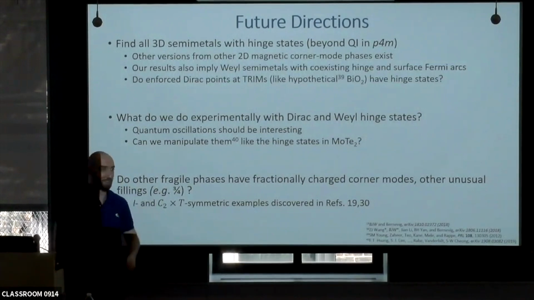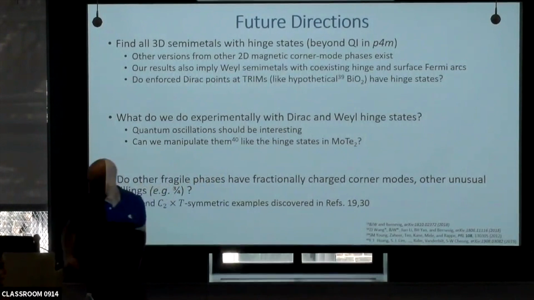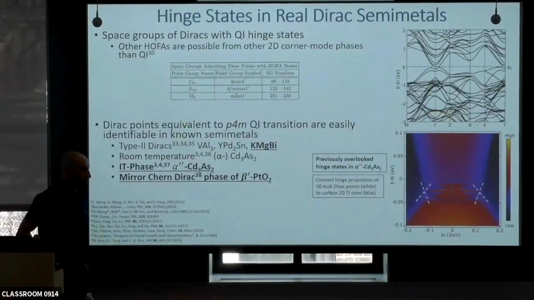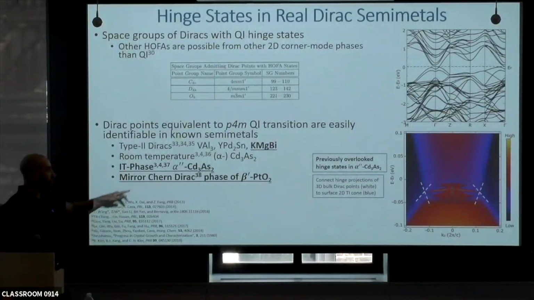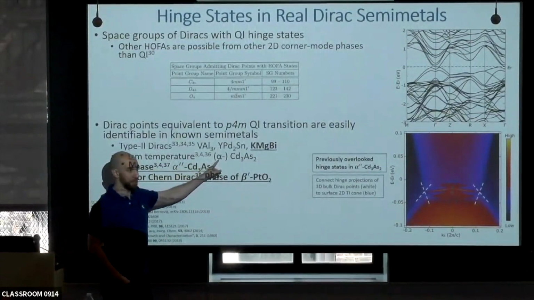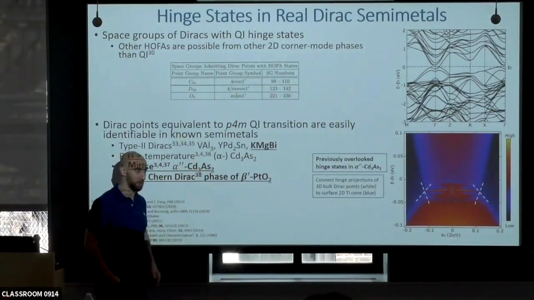I'll go, yeah. Okay. So actually, can you go back to the cadmium arsenide? So you're saying that the material that the community studies a lot is alpha prime cadmium arsenide? So the room temperature phase is the body centered one, the alpha phase, and the high temperature phase is the alpha double prime. But both phases work.